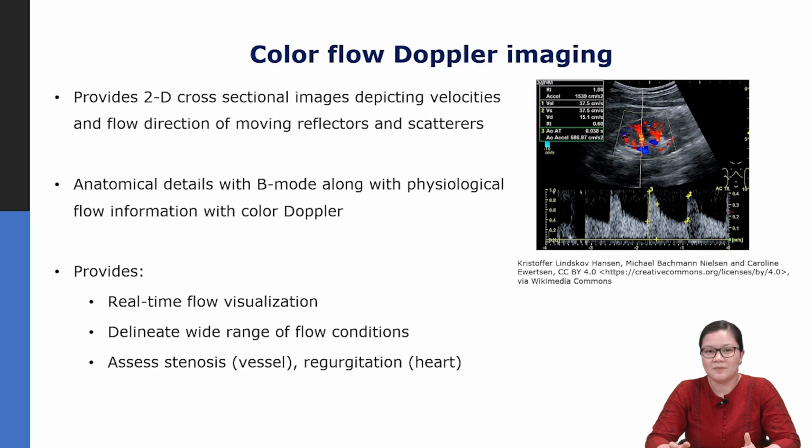What's nice about this mode is that it can be duplexed with B mode. And so you have the advantage of getting the anatomical details with B mode, as well as the physiological flow information with color Doppler. Also, it provides real-time flow visualization, and it can help delineate a wide range of flow conditions, including those of diseases, such as stenosis in a vessel or a narrowing of the arteries. You can also use it to assess regurgitation or backflow in the chambers of the heart.